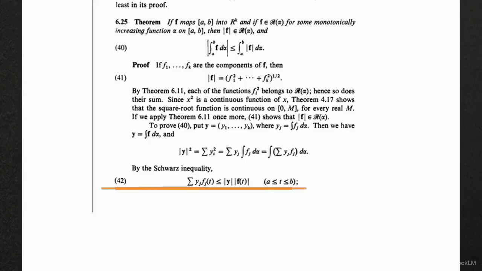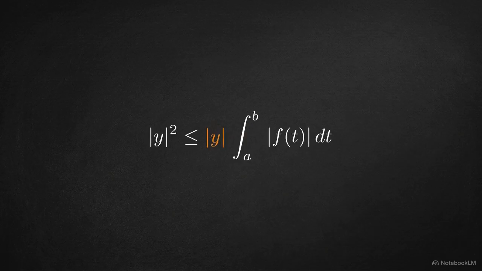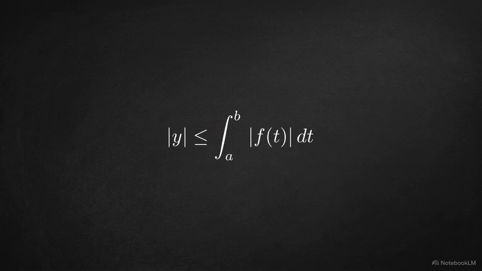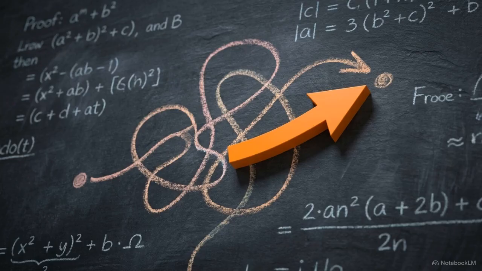Cauchy-Schwarz guarantees that this dot product is bounded by the product of the magnitudes of y and f of t. By placing this upper bound back into the integral, the constant magnitude of y can then be factored back out. After canceling the magnitude of y from both sides, we are left with the exact inequality we sought to prove. Through the Cauchy-Schwarz inequality, Rudin establishes this geometric reality using the efficient, rigorous tools of linear algebra.